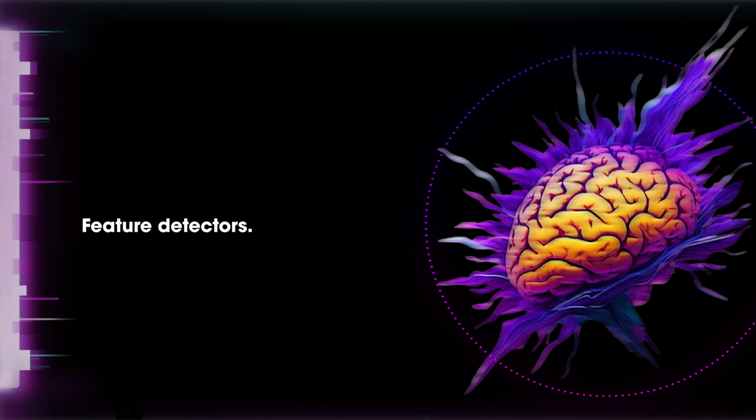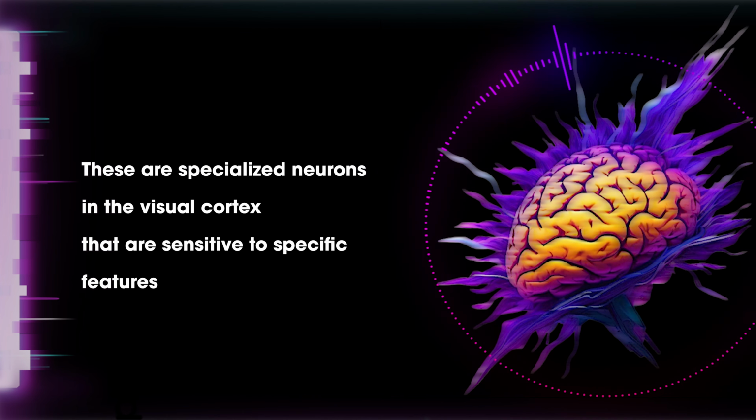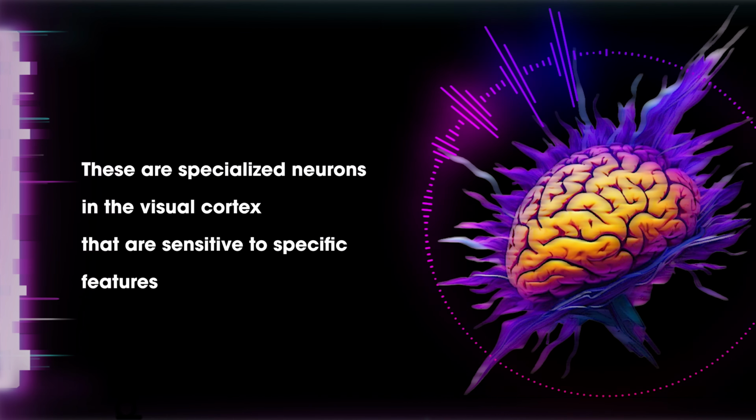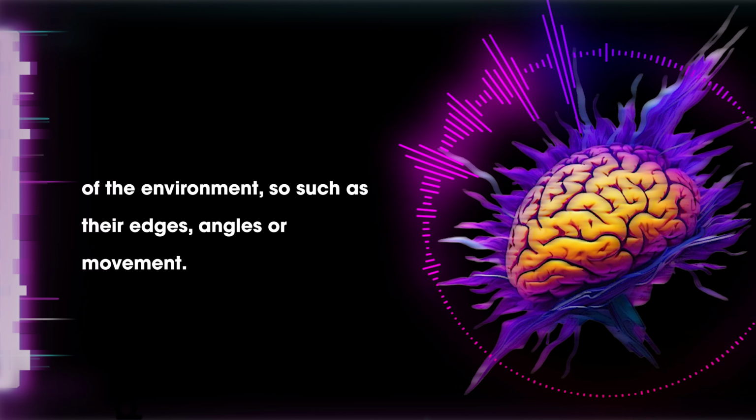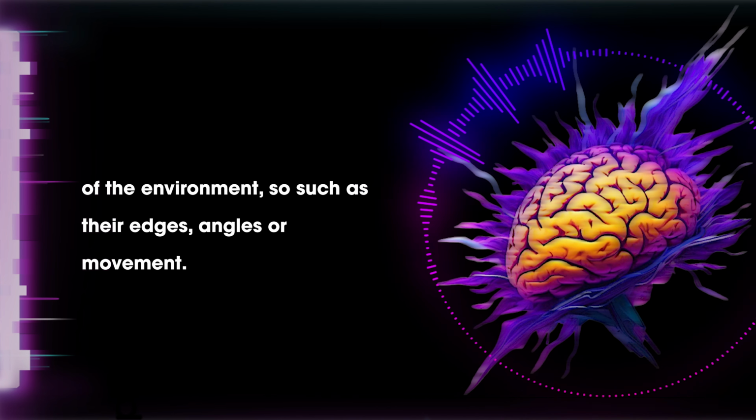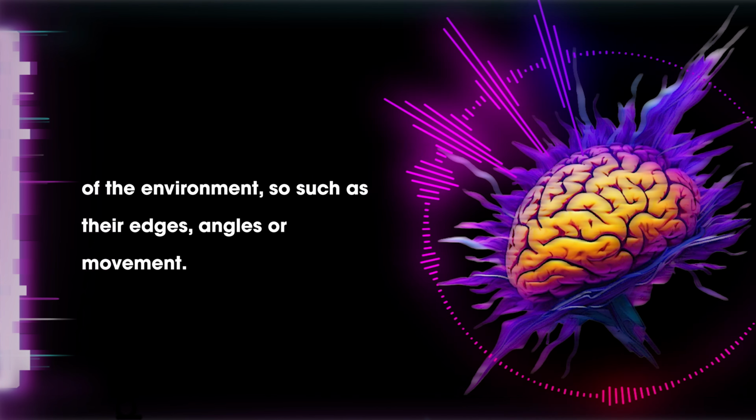Feature detectors. These are specialized neurons in the visual cortex that are sensitive to specific features of the environment, such as edges, angles, or movement.